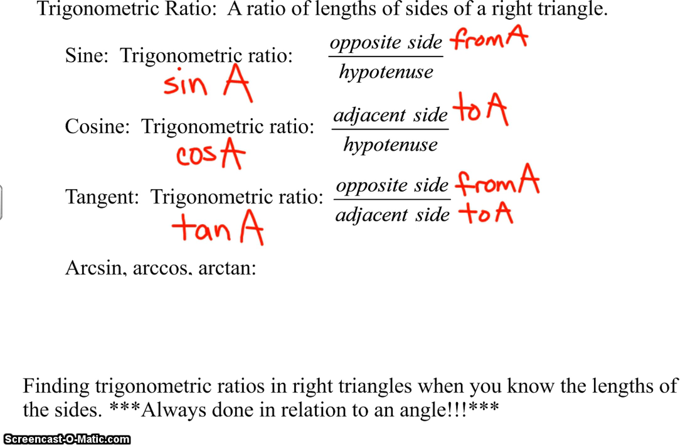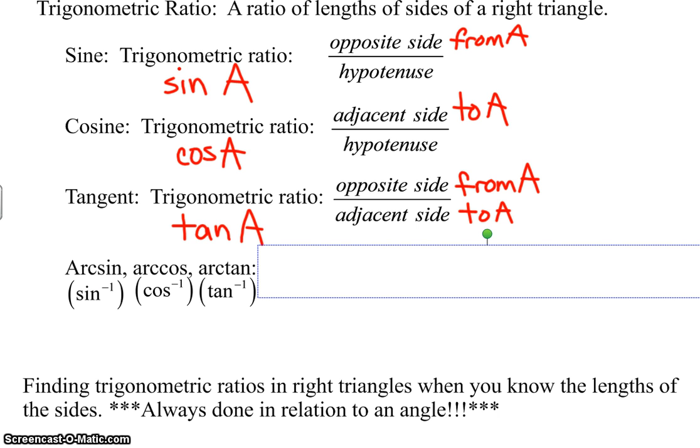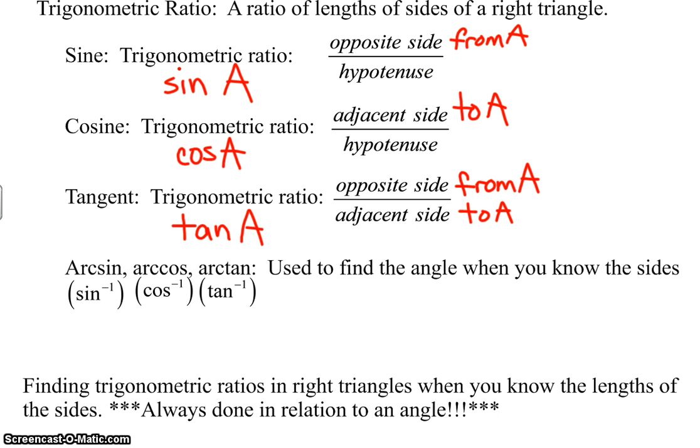Now, in addition to the three functions, in every problem we work both forwards and backwards. We have arc functions, which actually take the problems and work them backwards. To do it on your calculator, you hit second and the key, and it looks like either arc sine or sine to the -1 power, arc cosine or cosine to the -1st power, and arc tangent or tangent to the -1st power. These are the inverse operations, and what they are used for is actually to find the measure of an angle if you know the sides of a triangle.